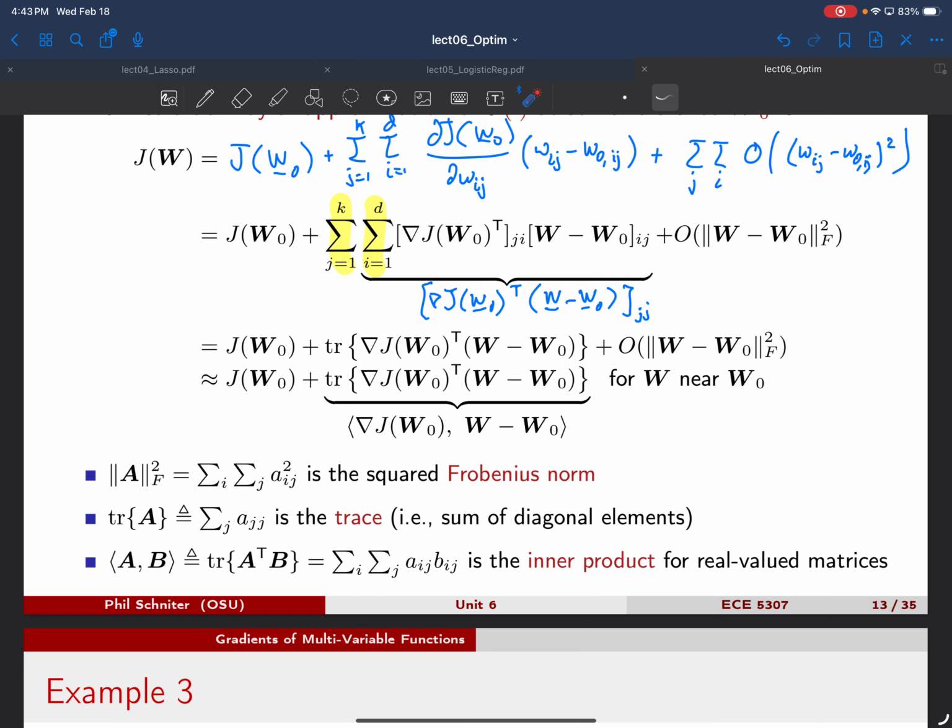So the cool thing is that we see that this form is essentially always what we have. You can take the function evaluated at W, and approximate it as the function evaluated at the reference plus the inner product between the gradient and the deviation. You can do this for scalars, for vectors, for matrices, for tensors. It always works.